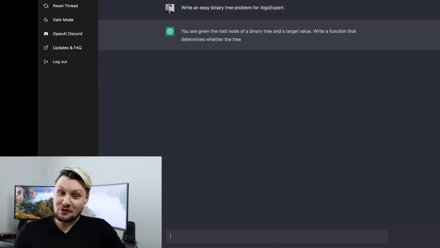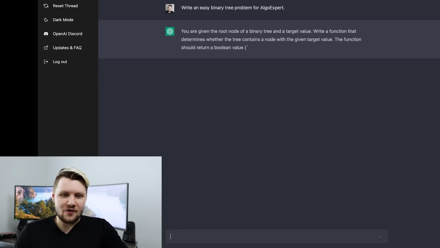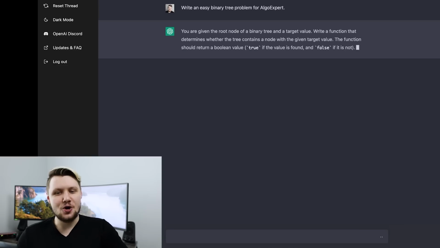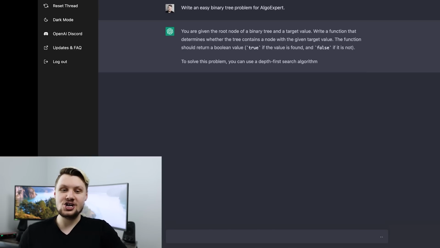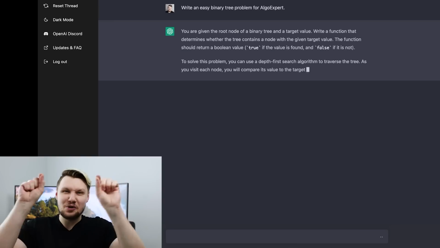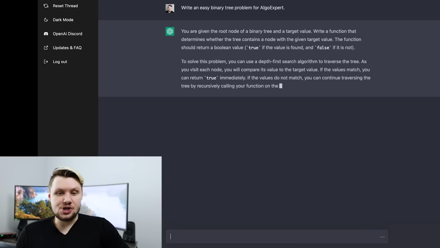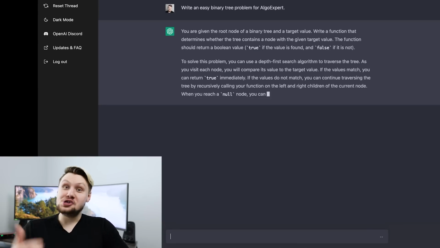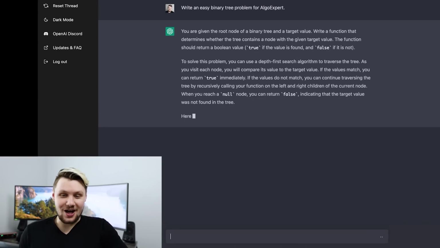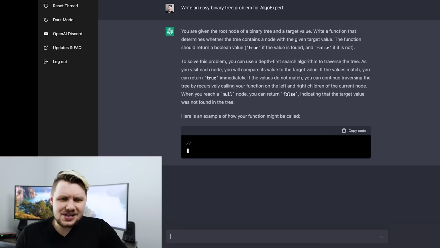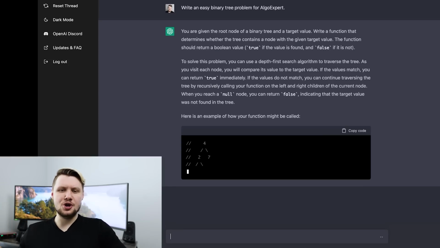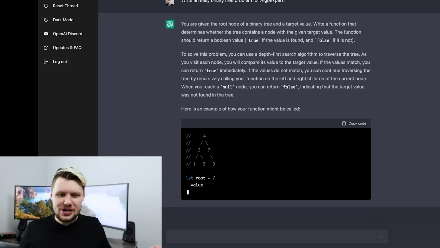You are given the root node of a binary tree and a target value. Write a function that determines whether the tree contains a node with a given target value. The function should return a Boolean value true. It even puts the backticks and codifies it if the value is found, and false if it is not. To solve this problem, oh, and it gives us the solution. You can use a depth first search algorithm to traverse the tree. Wait, so what is it asking? Determines whether the tree contains a node with a given value. Okay, so this is a super easy problem.